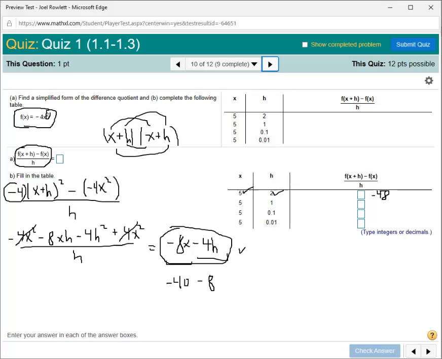All right, that should take care of the first one. What about if x is 5 and h is 1? Let's do this one here. Well, if x is 5, negative 8 times 5 gives me, again, negative 40. But this time, h is equal to 1. And if h is equal to 1, that's going to be minus 4 times 1, which is minus 4. And negative 40 minus 4 is negative 44.